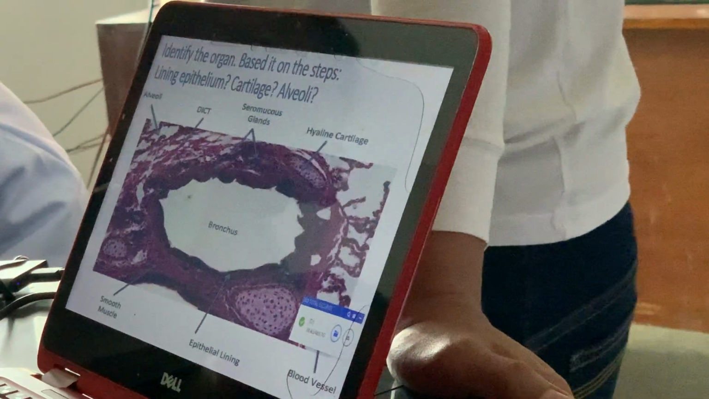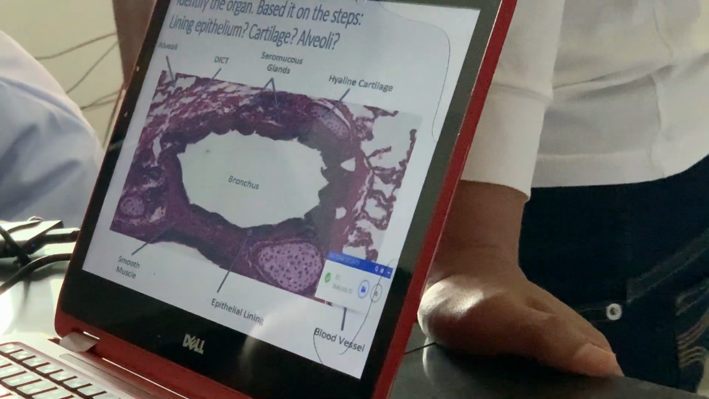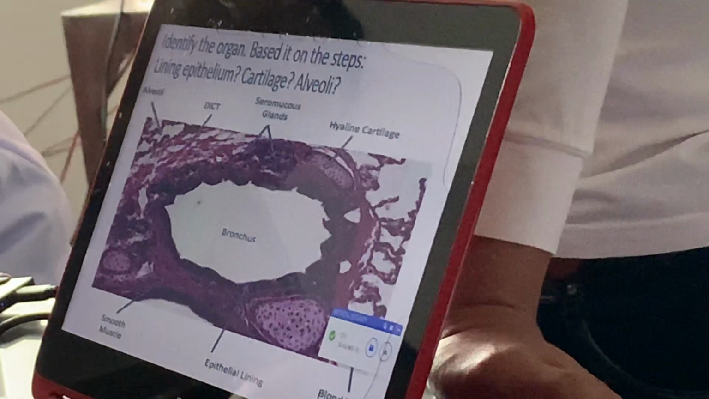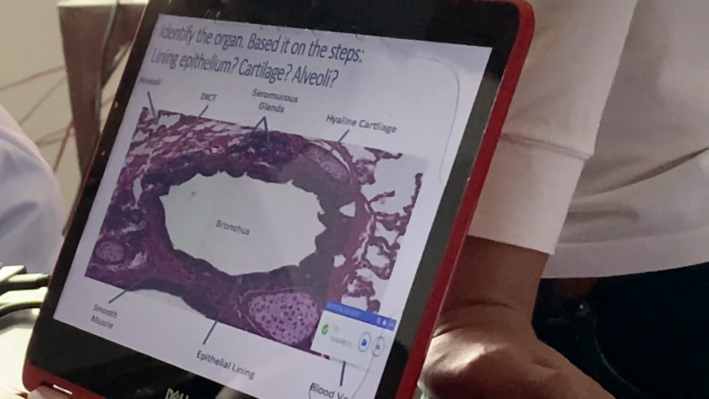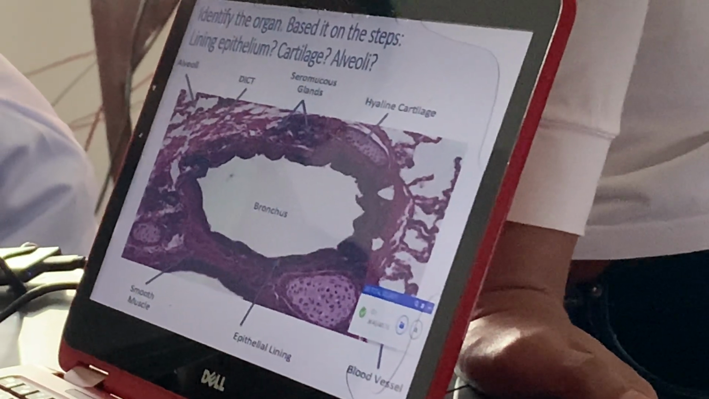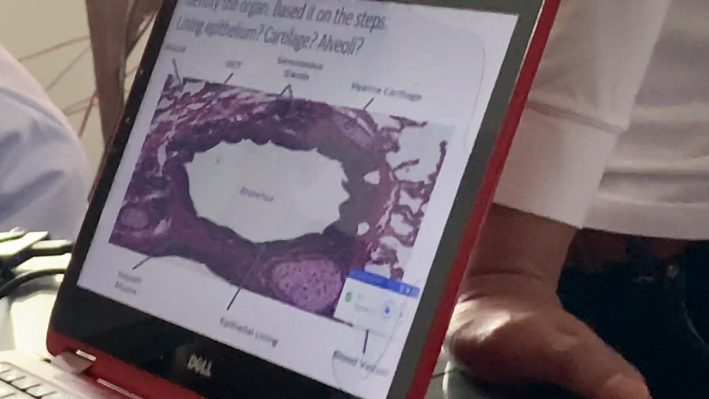Step 2. There's already the cartilage. Meaning, goodbye to terminal and respiratory. From the terminal alone, you have to terminate cartilage and goblet cells. Very good.